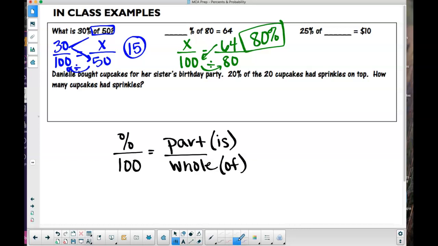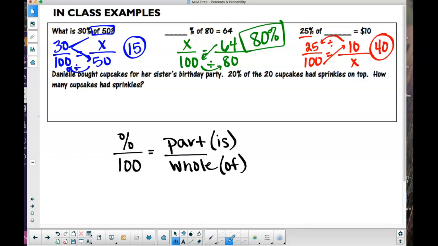Okay, the last one here, 25% of blank equals 10. So we know the percent, 25 over 100. Where should the 10 go, on the top or the bottom? Top, okay, because we don't know the of. The of is missing. So we multiply the numbers on the diagonal, divide by the third number. And what do you get? 40. Yeah, 40 is correct. Okay, questions there? Any questions on that?